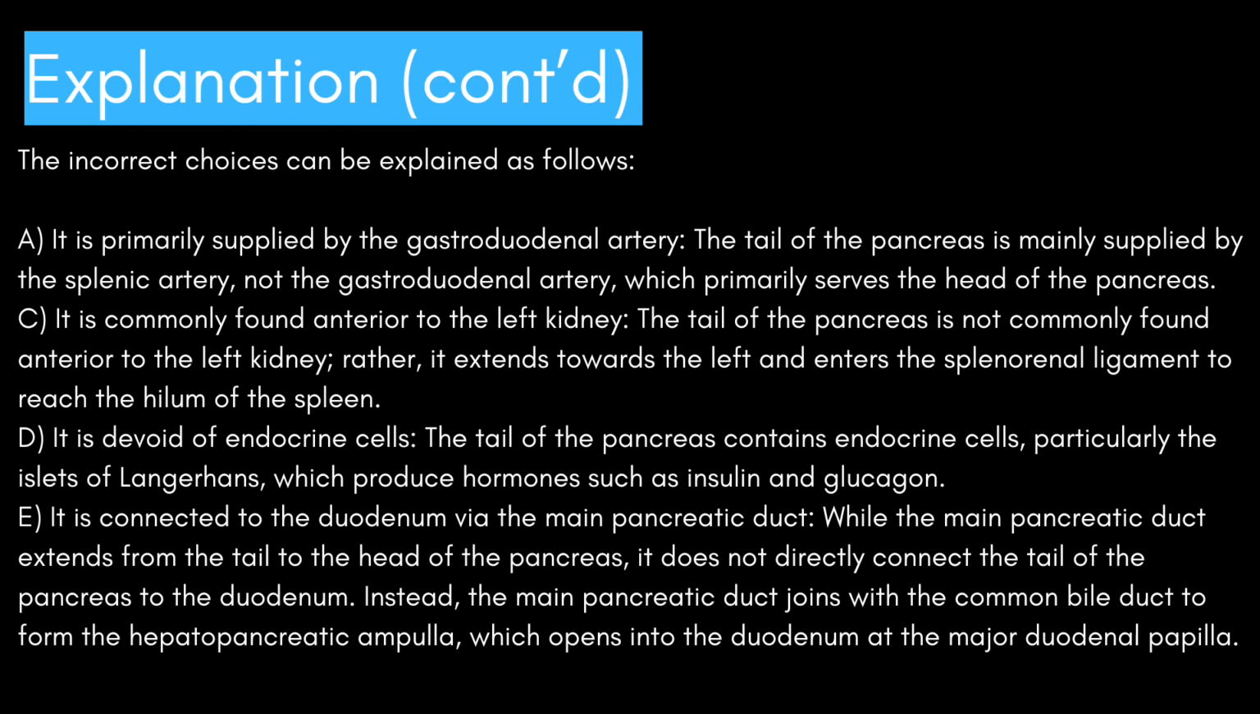C. It is commonly found anterior to the left kidney. The tail of the pancreas is not commonly found anterior to the left kidney. Rather, it extends towards the left and enters the splenorenal ligament to reach the hilum of the spleen.